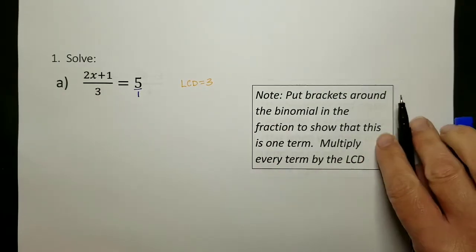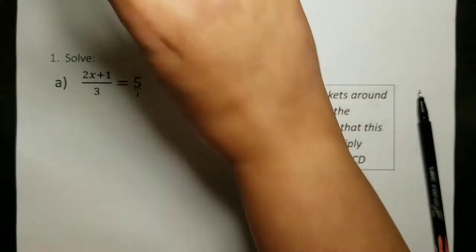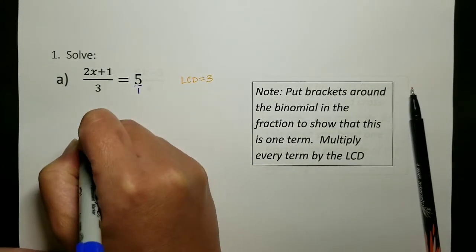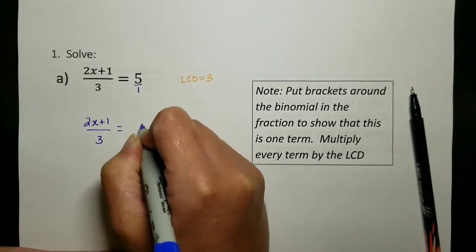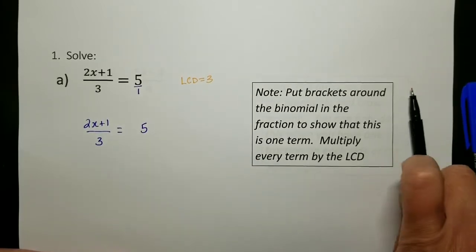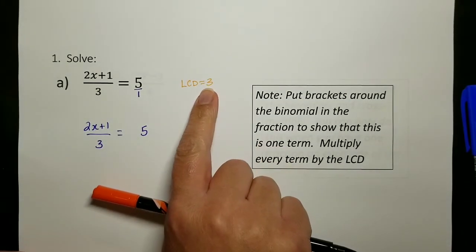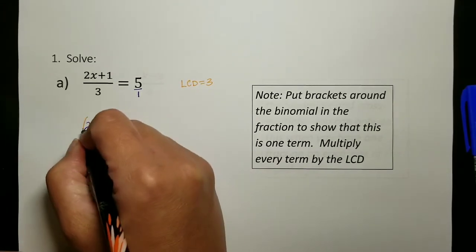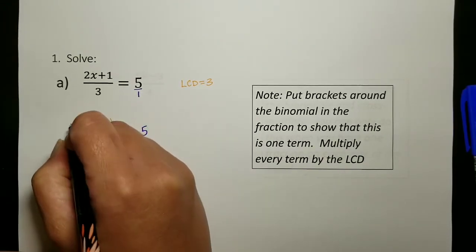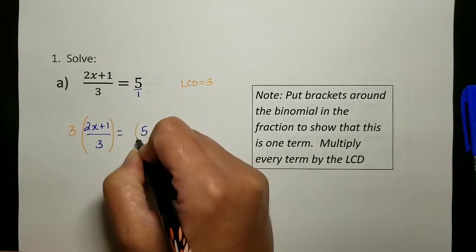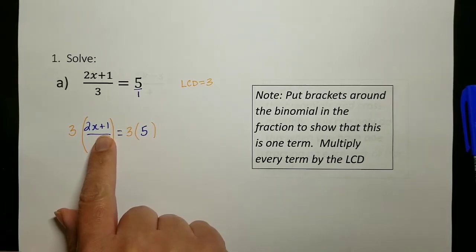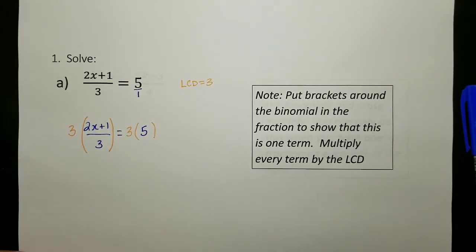And now I'm going to take this equation. You do not have to rewrite it necessarily, I just want to get a good amount of space here. And I'm going to multiply everything in each piece of the equation by that lowest common denominator. So I'm going to put brackets here and multiply by 3, and brackets here and multiply by 3. Now it is important that we're going to use those brackets. Now we can reduce.